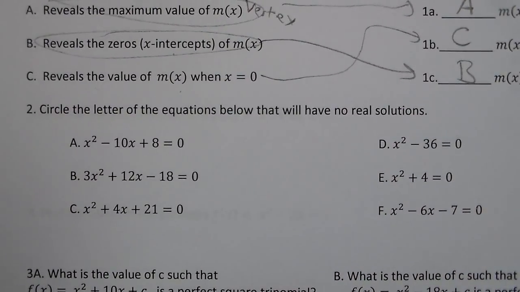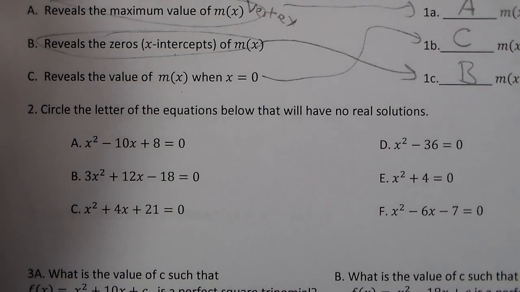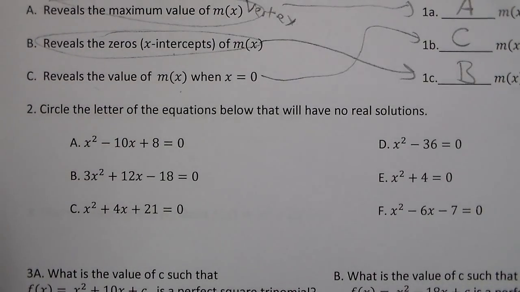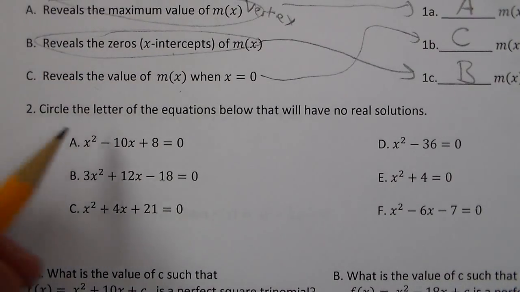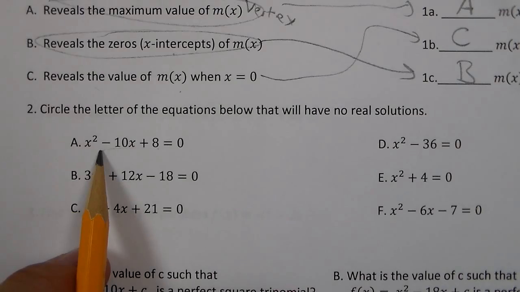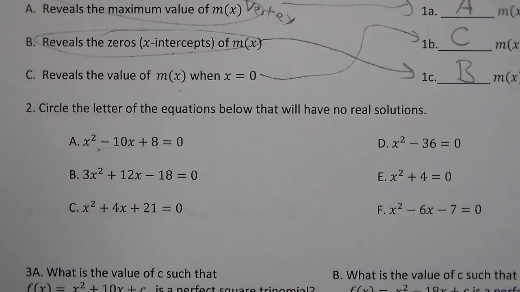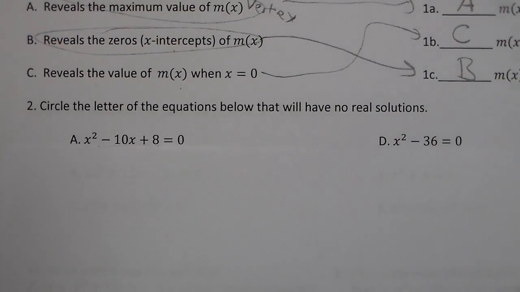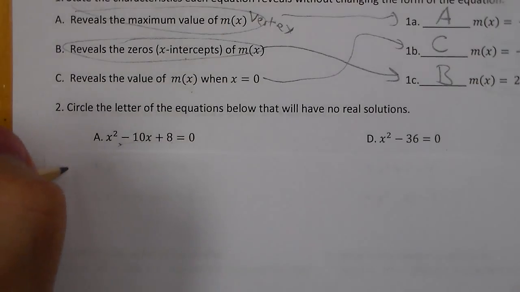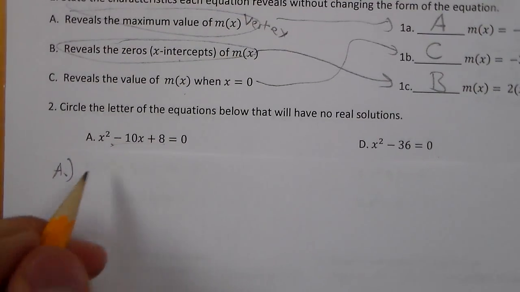Okay, next equation, circle the letter of the equations that have no real solution. So I'm going to factor it and see what I get. If they're factorable, that works. Irrationals, rationals, either one in this case. So we look here, x squared minus 10x plus 8. I cannot factor x squared minus 10x plus 8, so we're going to look at the quadratic formula.